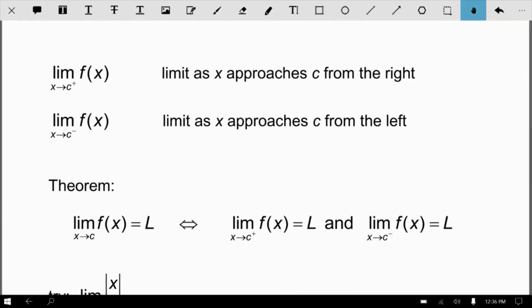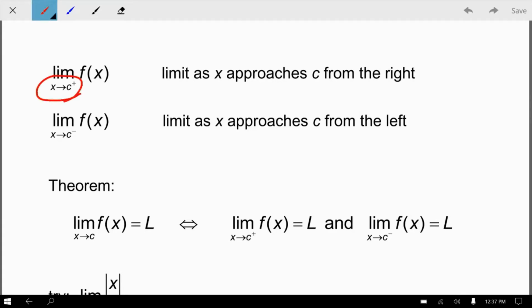Okay, here is some notation that we use to represent what we call one-sided limits. One-sided limits are what I was doing essentially with drawing those arrows on the graph. So when I say x approaches c and then we have this plus, like you see here, that's indicating we're approaching from the right-hand side. So that's my right side limit.